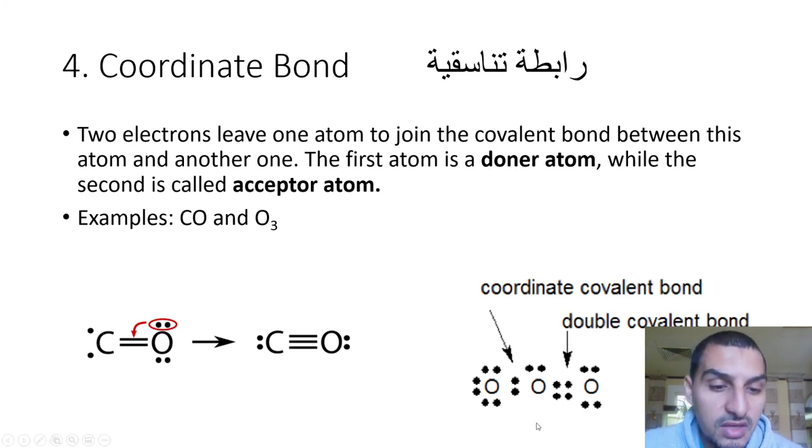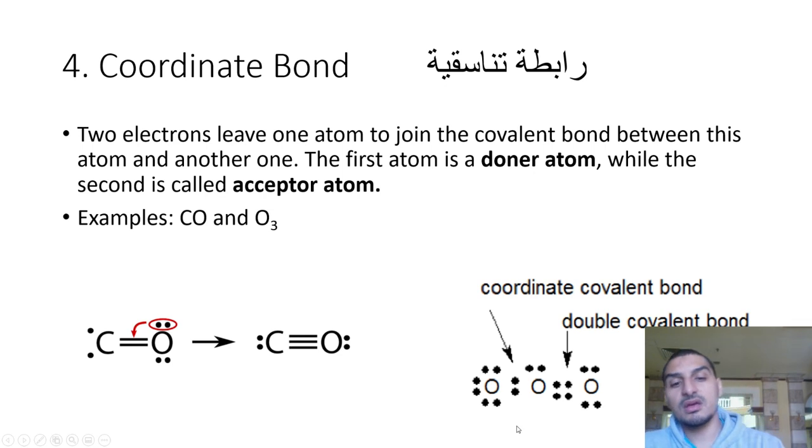The same for ozone. We have here oxygen and oxygen. This oxygen has 6 electrons, and this has 6 electrons. They share these 2 pairs of electrons, so they are now happy, they are now saturated. And to form the ozone molecule, this oxygen molecule shares 2 electrons with the new oxygen atom. These 2 electrons are originally from the first atom, not from the other.